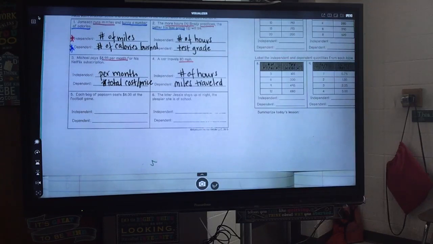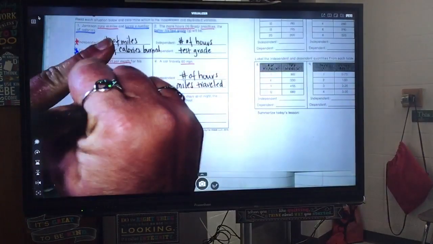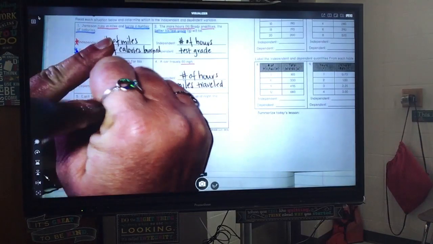Alright guys, let's go ahead and go over this. So, for number 5, it says each bag of popcorn costs $6 at the football game. So what is our independent for that one? Troy. Per bag, or total number of bags, however you want to say it. So per bag / total.